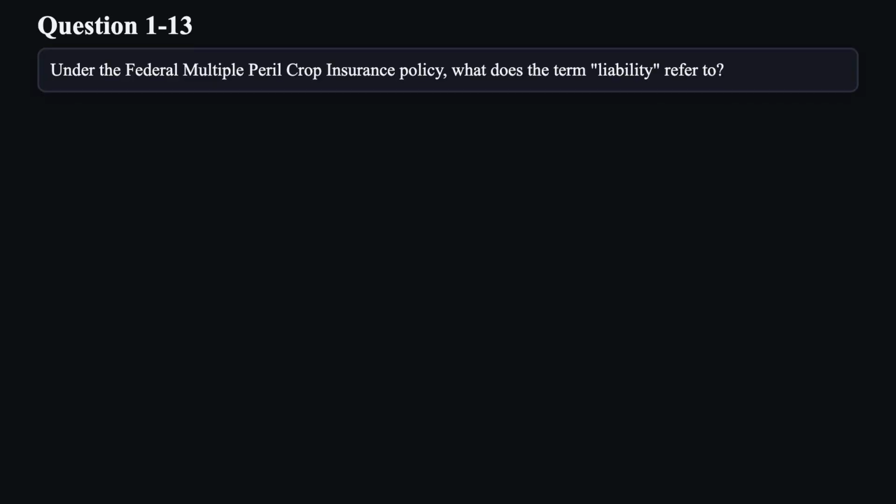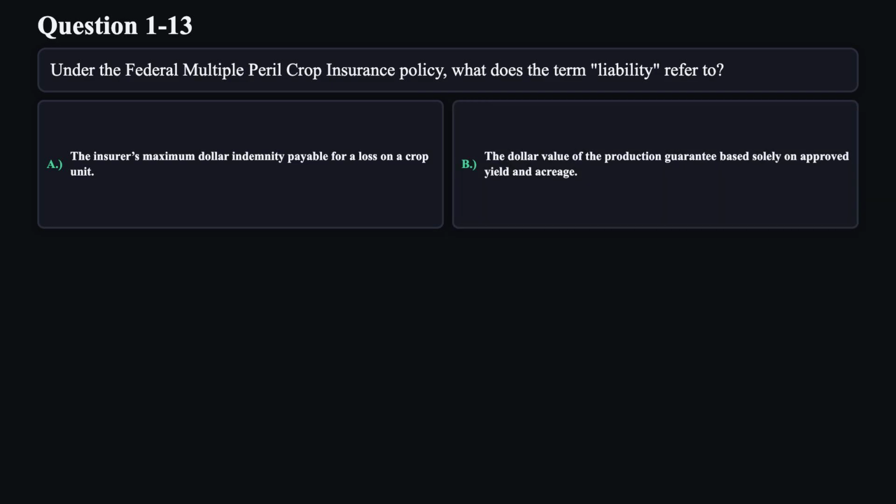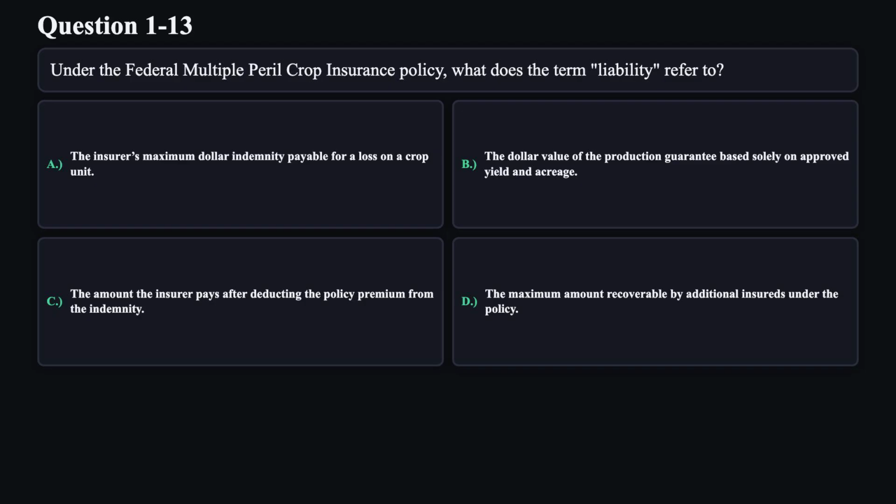Question 13. Under the federal multiple peril crop insurance policy, what does the term liability refer to? A. The insurer's maximum dollar indemnity payable for a loss on a crop unit. B. The dollar value of the production guarantee based solely on approved yield and acreage. C. The amount the insurer pays after deducting the policy premium from the indemnity. D. The maximum amount recoverable by additional insureds under the policy.